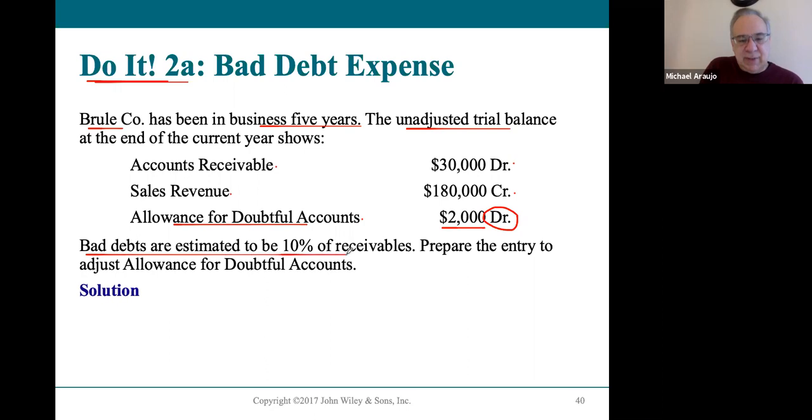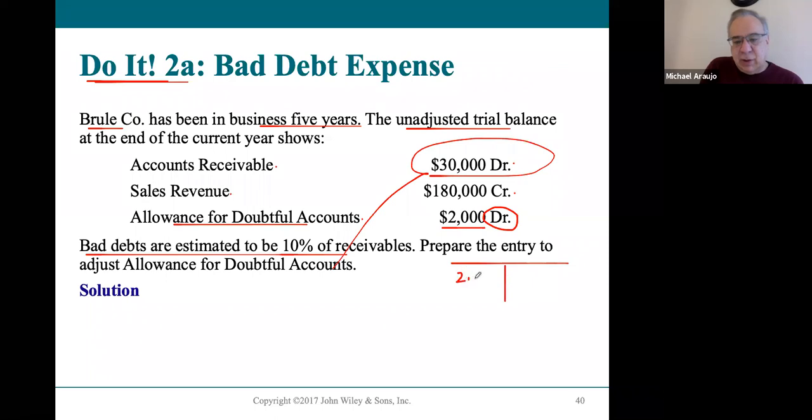Bad debts are 10% of receivables. So 10% of receivables is 3,000. So in other words, if you look at the ledger in the allowance account, you got $2,000 sitting on the debit side for the allowance account. What you want is 10% of receivables, which is a $3,000 credit balance. That's what you want in the allowance account. Okay. How do you get it from a $2,000 debit to a $3,000 credit? Well, a $5,000 credit wipes out that 2 and leaves 3, which is what you're going to need.